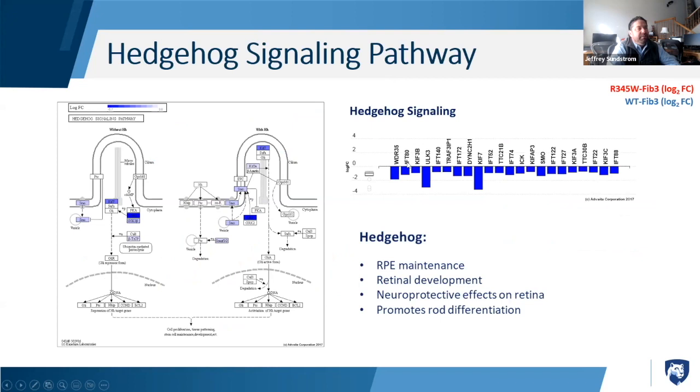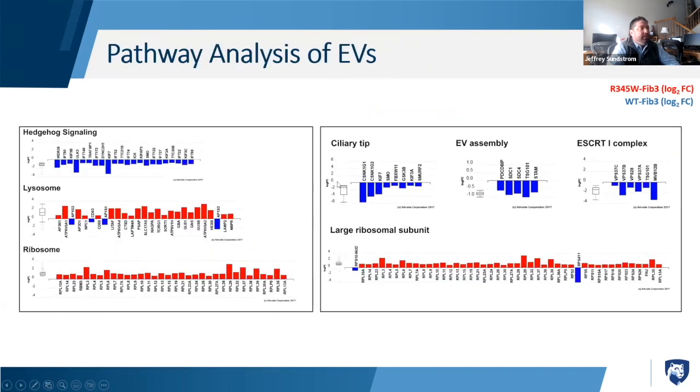Getting back to Hedgehog, that was interesting to us because Hedgehog is more enriched in EVs secreted by wild type fibulin 3 expressing cells, and Hedgehog is critically involved in the maintenance of RPE cells, retinal development, and it has neuroprotective effects on the retina and promotes rod and cone differentiation. In addition to Hedgehog, these were not significantly enriched, although they're pathways of interest. The ciliary tip plays a role in concert with Hedgehog to promote photoreceptor development. It's an index of RPE cell terminal differentiation, and it works with Hedgehog to interact with the photoreceptors.